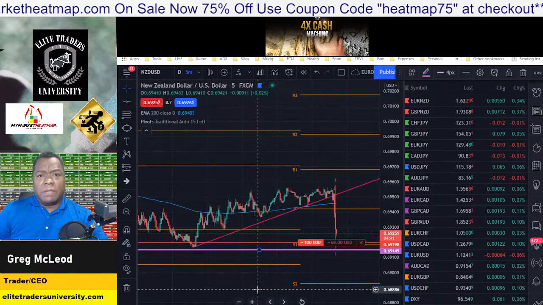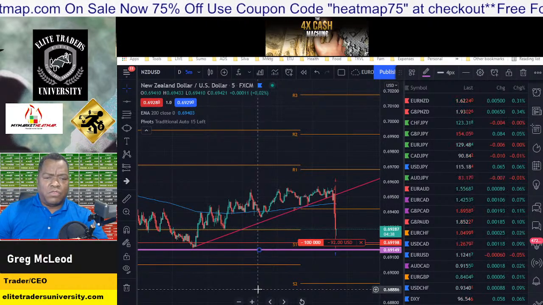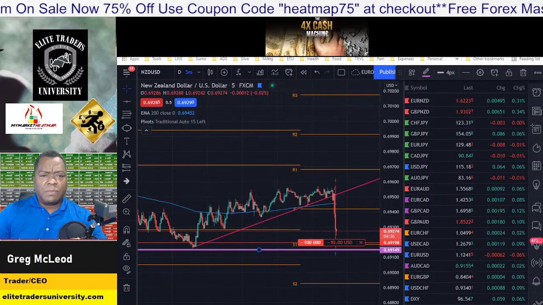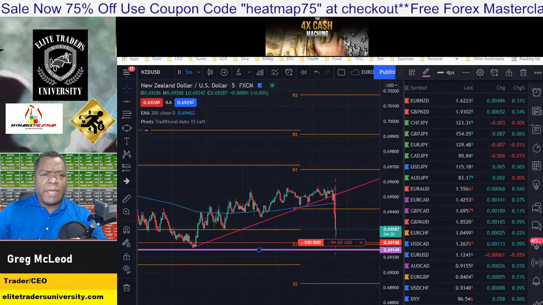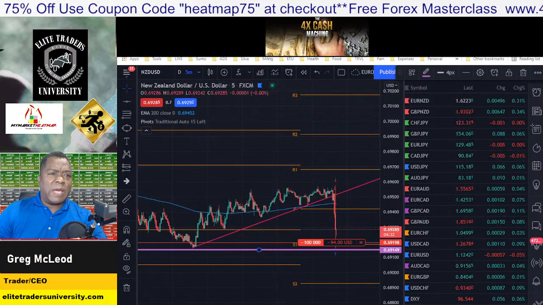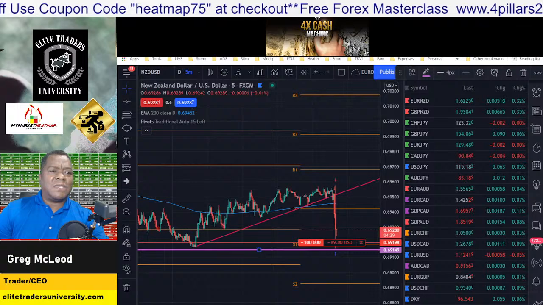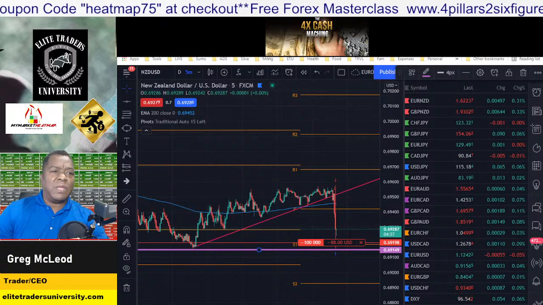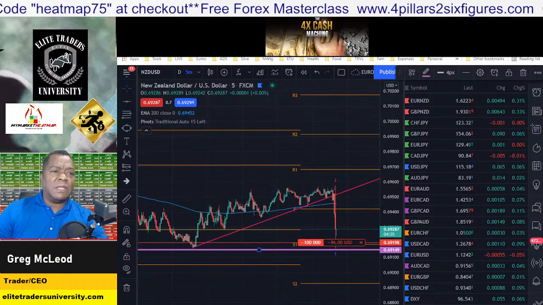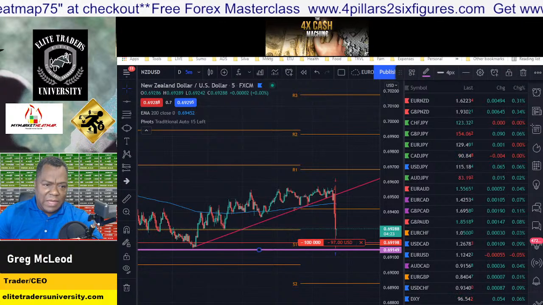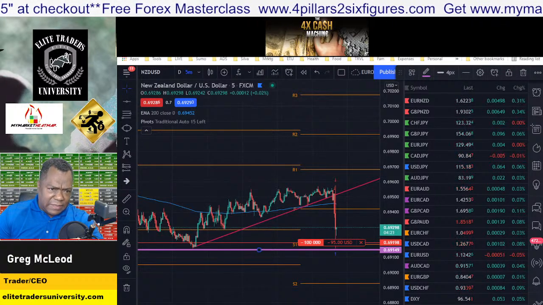So usually when a country raises rates, what usually happens is that their currency goes up. But instead, the US dollar is rallying. So this is really kind of topsy-turvy. It's not quite what we anticipated or expected.